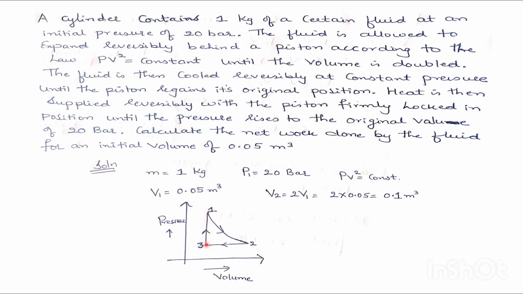That means here we are having three processes. Process 1 to 2, process 2 to 3, and process 3 to 1. Process 1 to 2 is a polytropic process, process 2 to 3 is a constant pressure process, and process 3 to 1 is a constant volume process. Now we will solve the problem. He has asked us to calculate the net work done. So I should calculate the work done during the first process, then during the second process, then during the third process. Then I have to add all the works. That is my net work done by the fluid.